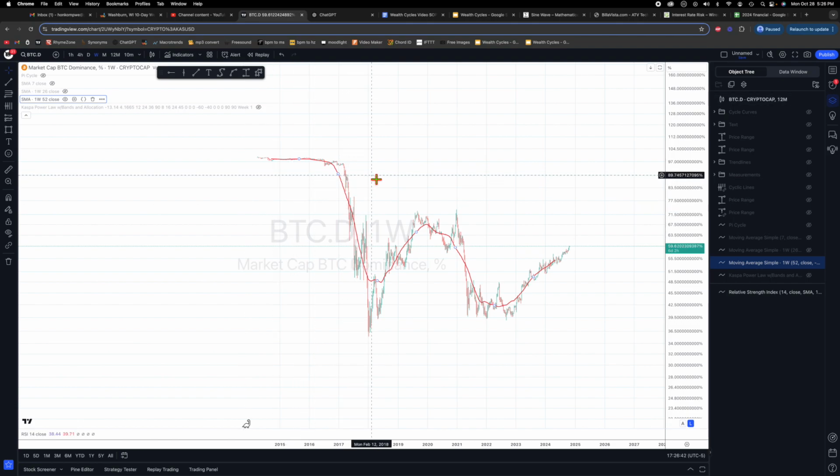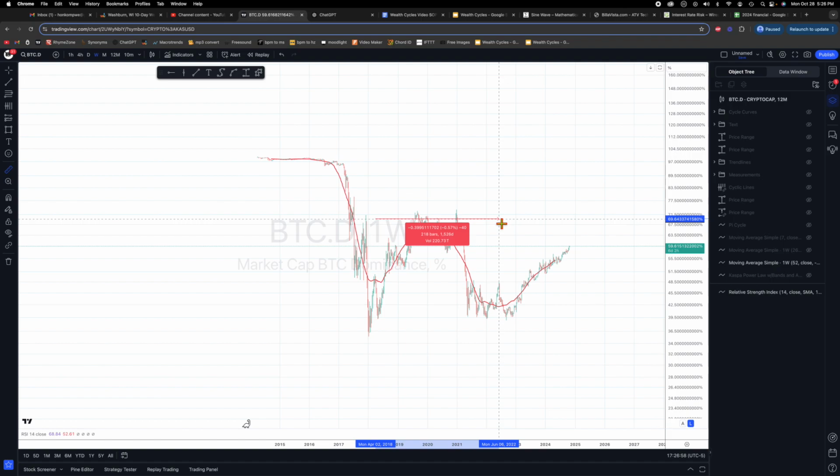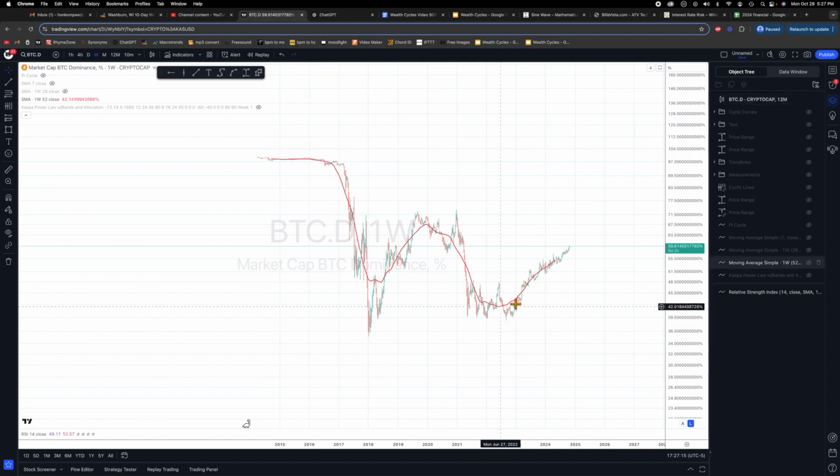And now I can get a little bit more accurate measurements because now I can take from the actual peak of the cycle instead of the nominal low and measure to the cycle low here. And that's very close, just a little bit over, again, 208 weeks would be 4 years. So this looks like it generally jives with the Bitcoin 4-year market cycle.